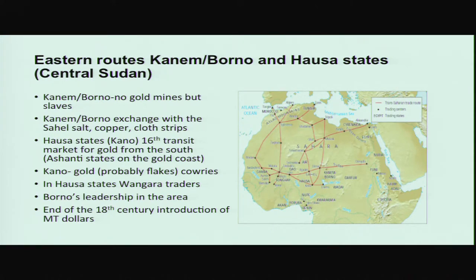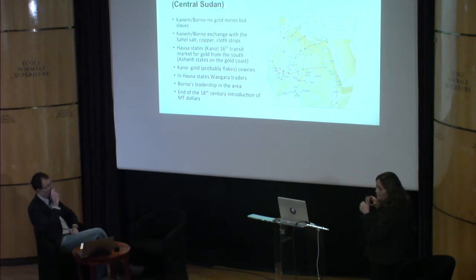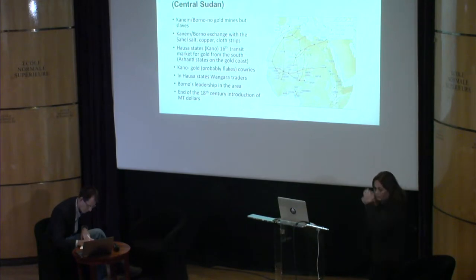But instead, even in the 16th century, you start to have cowrie shells, gold, maybe dust or flakes, we don't know, in this area where Kano was, because traders were coming, there was a gold trade here. So I want to understand what the difference was, because especially up to the beginning of the 19th century, Borno was the leading state of the area, especially because it was the shortest road to the Trans-Saharan trade. And I put here the innovation of the 19th century: they started to introduce Maria Teresa dollars through this part.